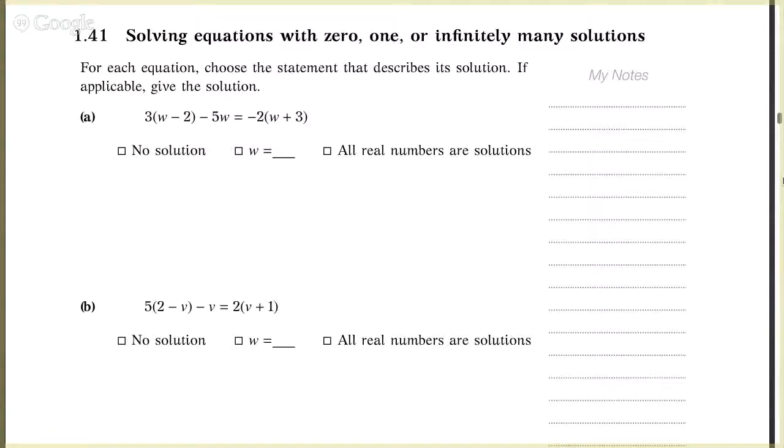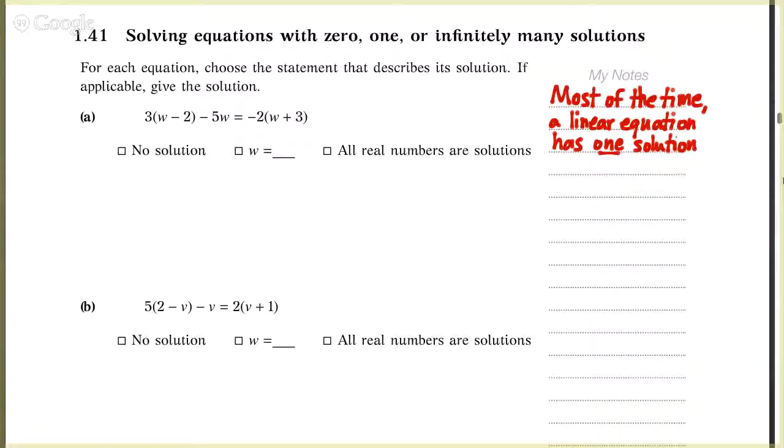But there are cases where you have linear equations that don't just have one solution, that they might have no solution at all, or better yet, they might have all real numbers as solutions. So let's take a look at what to expect when that happens. So again, most of the time, this doesn't happen. Most of the time, linear equations have a single solution, one and only one solution.